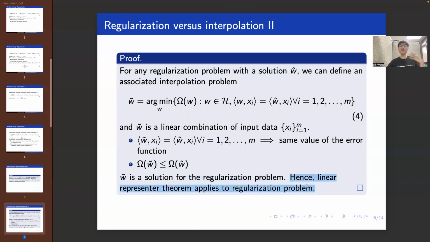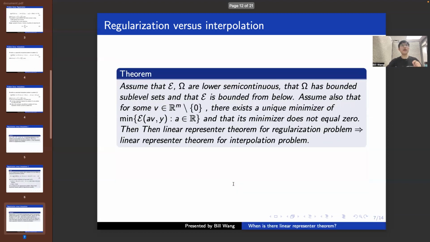Hence, since we already hypothesized that W tilde, which is the solution for the interpolation problem, is a linear combination of the input data, the linear representer theorem also applies to the regularization problem, because the linear representer theorem is essentially just saying that the solution is a linear combination of input data. Okay, now we have established one way of the relationship.